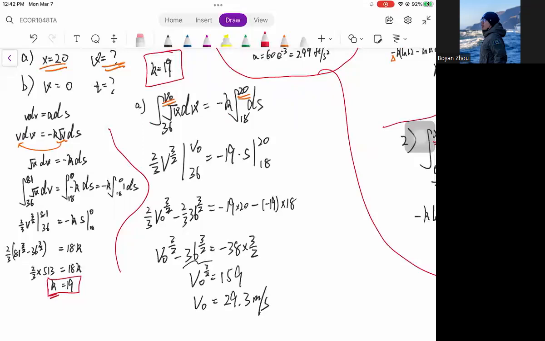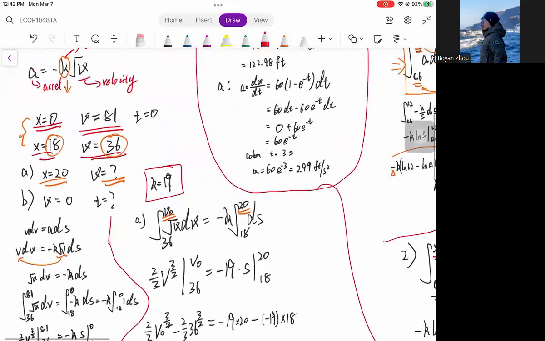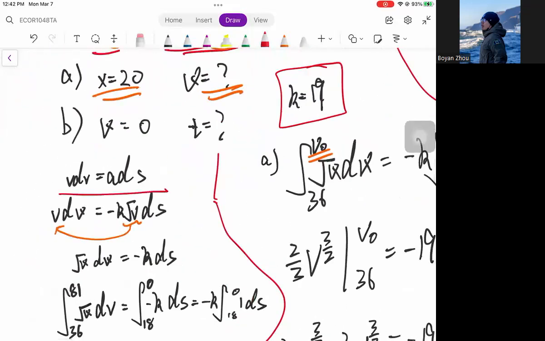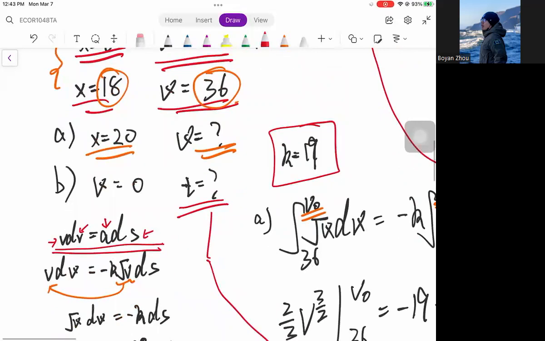Okay, so that is for part A. For part A, we're just repeatedly using this equation to find the value. And for part B, we're actually going to use something different, because the equation we used is about the velocity, the acceleration, and the displacement. But in part B, we're looking for the time t, and the time t doesn't appear in this equation.